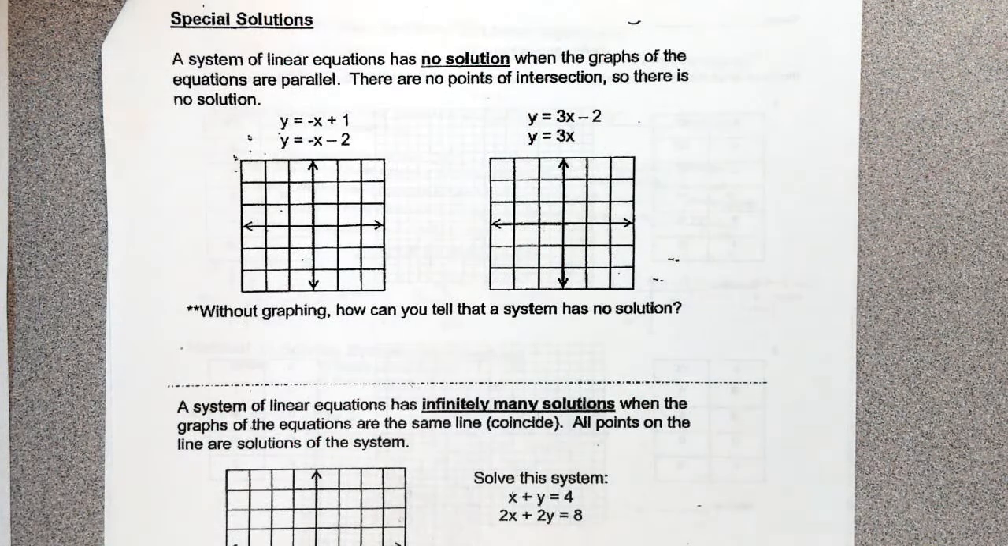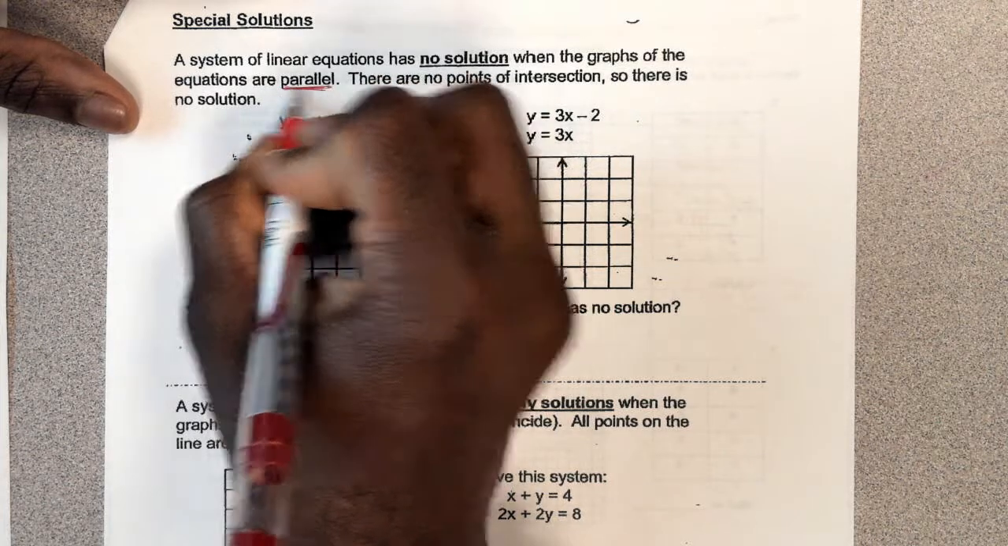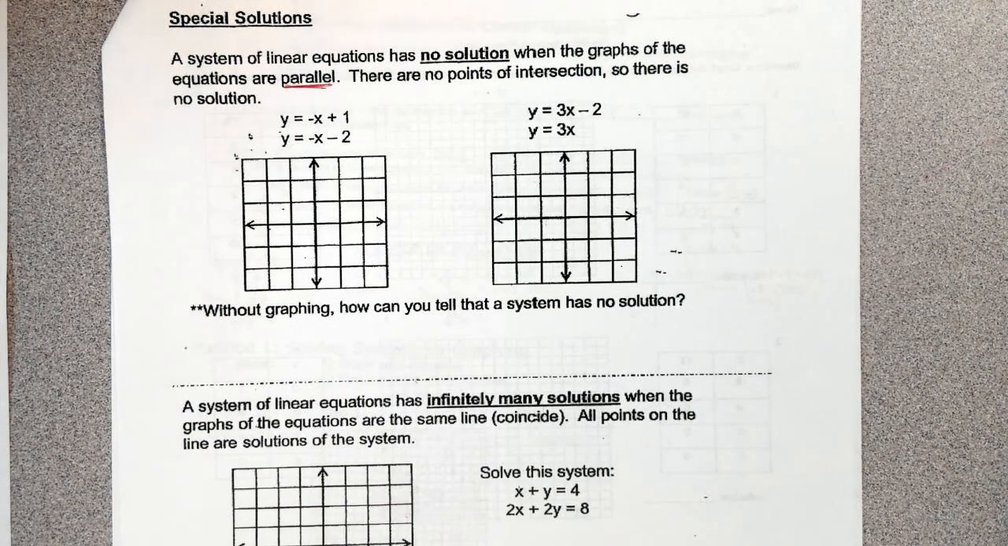Alright, so we also have a couple of special solutions. One was the no solution one, when the lines are parallel. So when the lines are parallel, you won't have a solution because there is no point of intersection. They never cross each other.